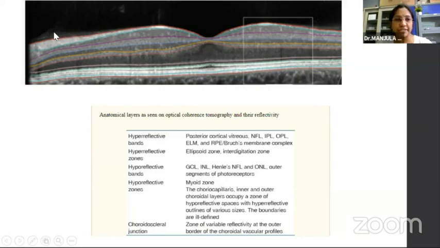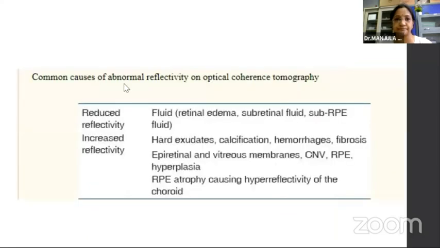And when you see the posterior cortical vitreous, that also appears hyperreflective. As I said, the cellular layers like the outer nuclear layer, inner nuclear layer, the ganglion cell layer, and the myoid zone (the myoid zone falls between the ELM and the ISOS) are all hyperreflective. Coming to the choroid, it is a mixture of both, as it contains the vessels as well as the stroma. It's a mixture of hypo- with hyperreflectivity.